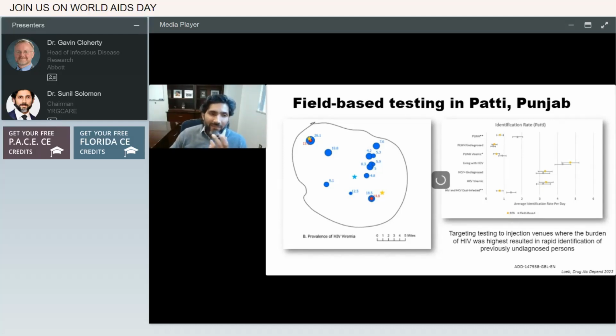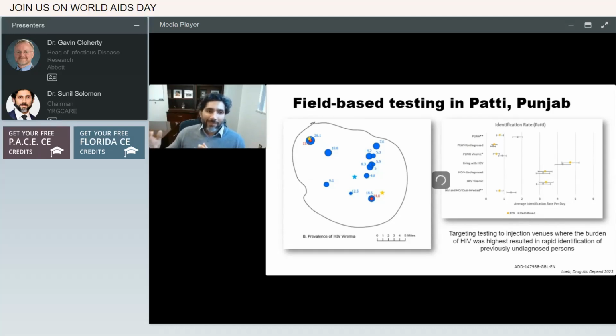And what we essentially found in the city of Patti, which is on the India-Pakistan border among people who inject drugs, was that the two stars on the left side of the screen are the places that had the highest HIV prevalence. So we said, let's go there and test. And as you can see from the right side, the gray dots are showing you how many people we were identifying per day. And you could see it was almost double the number of people living with HIV, double the number of people who were HIV dually infected being identified every day.